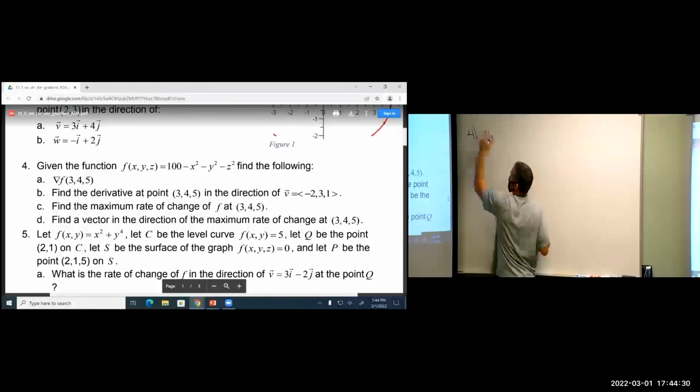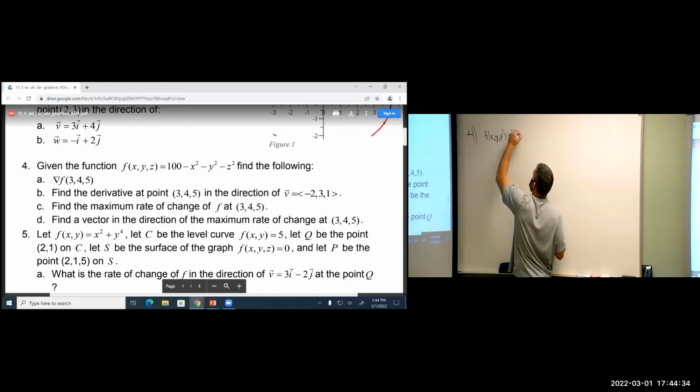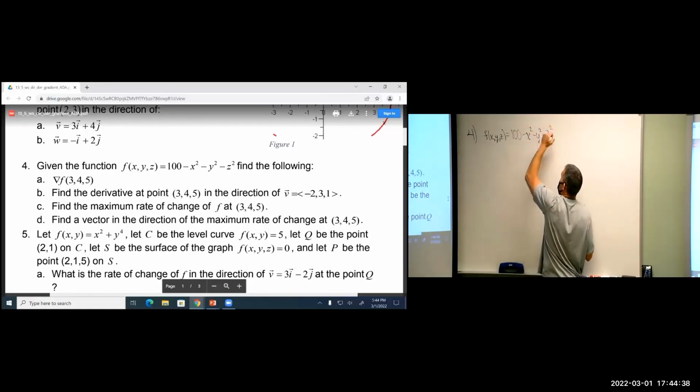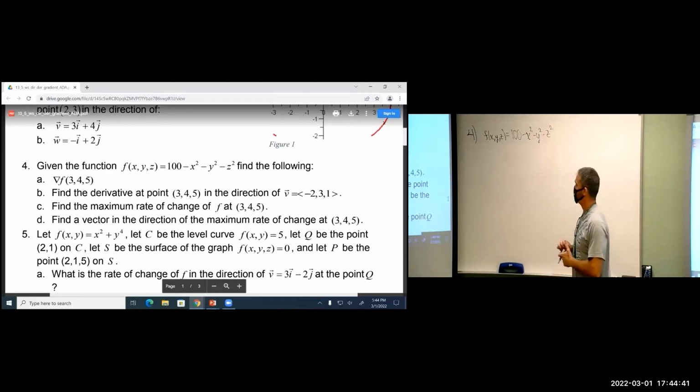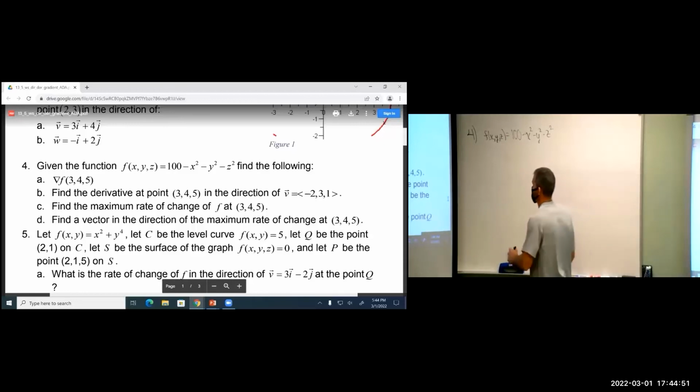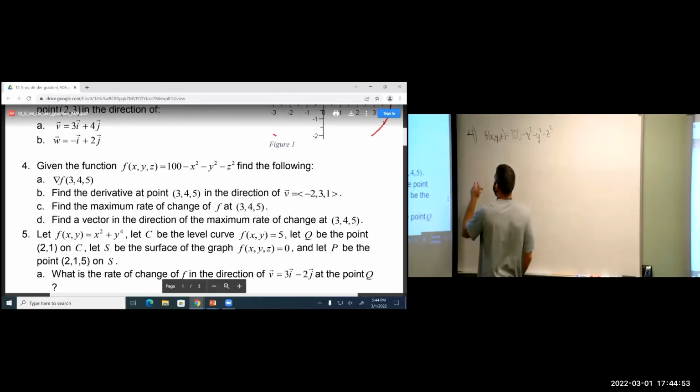So we have f of x, y, z equals 100 minus x squared minus y squared minus z squared. It's not a really difficult function. All right, if I want to find the gradient at 3, 4, 5, what's the very first thing I'm going to need to find? I'm going to need the partials.